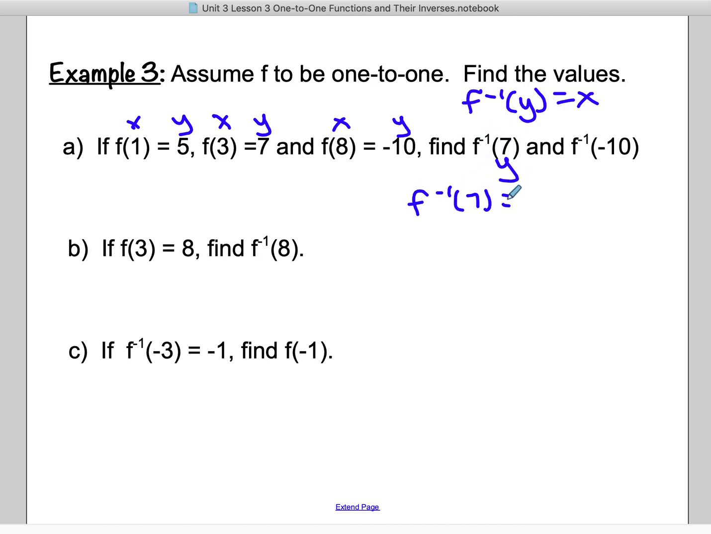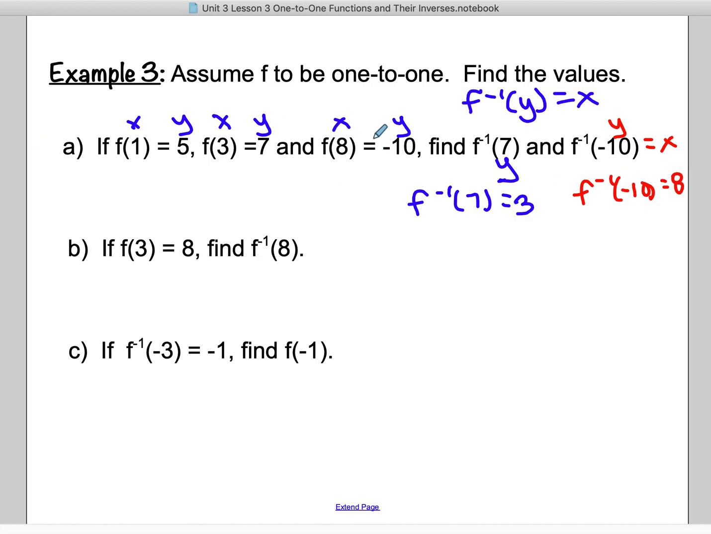So what I would do is look for a y value of 7, so right here. So what x value does that give me? 3, because my x and my y's switch. Same thing here. This is really f inverse. This is a y value. So what x value gave me an answer of -10? So f inverse of -10 equals, so right here, my x is 8.